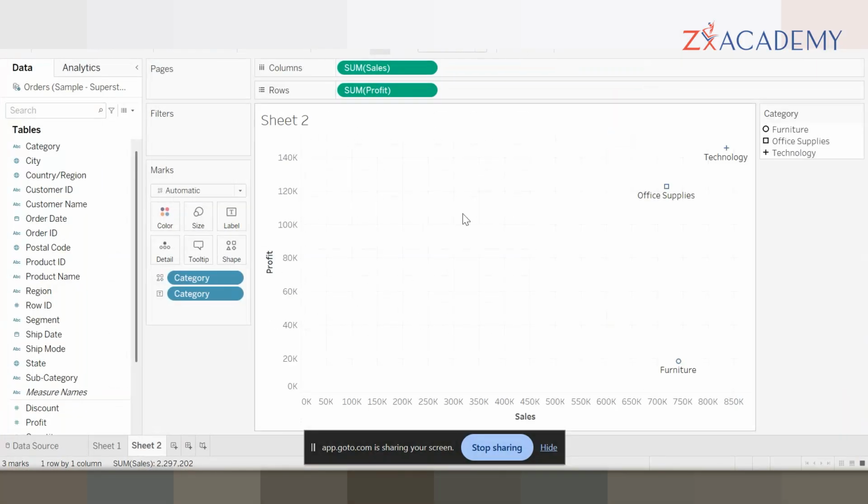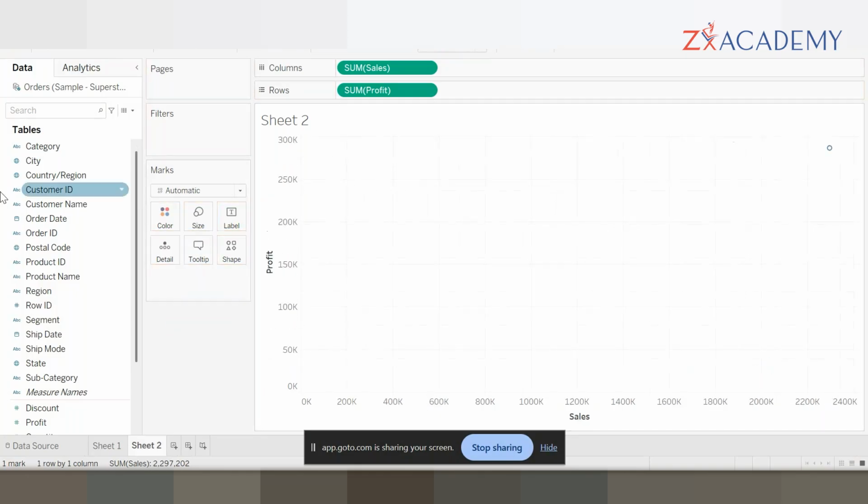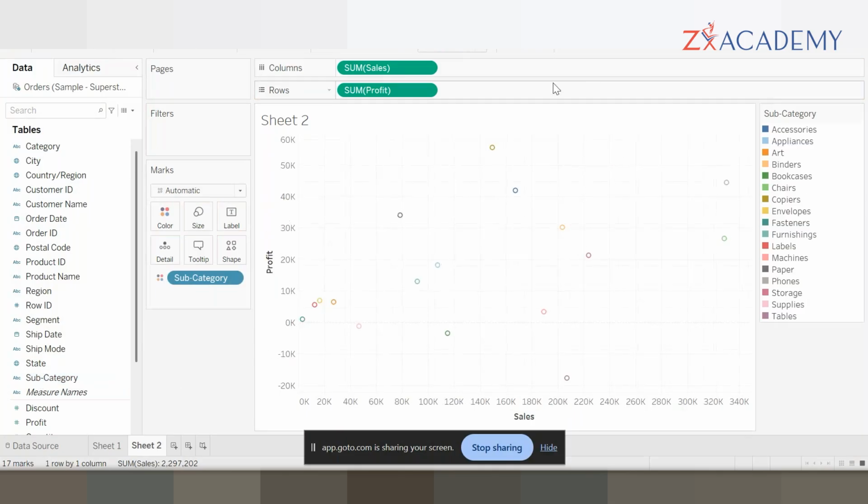Now I know the profit for furniture is very bad, but I want to drill further. Under each category we have some subcategories, and I want to know how each subcategory is performing. So I'll remove the category from the shapes and add the subcategory, and you can see the bubbles showing the different subcategories here.